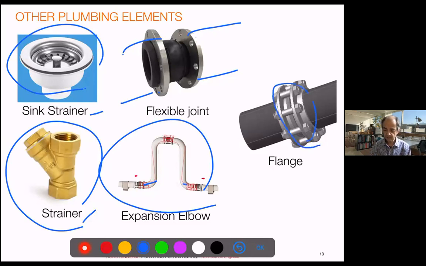And the flanges, which are just connections, right? In Spanish, it's brida. Probably in Mexico it is the same.